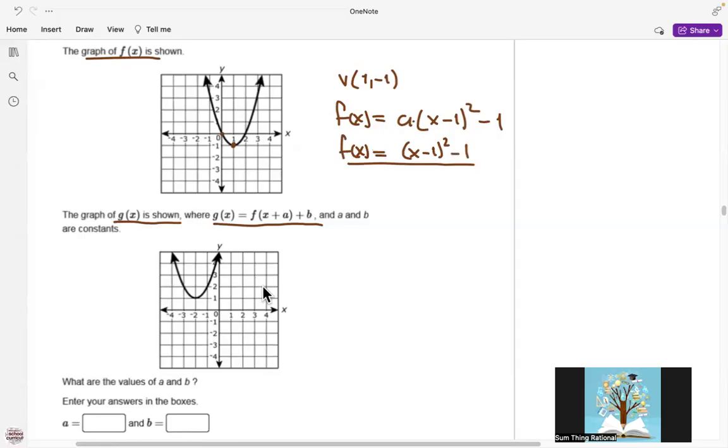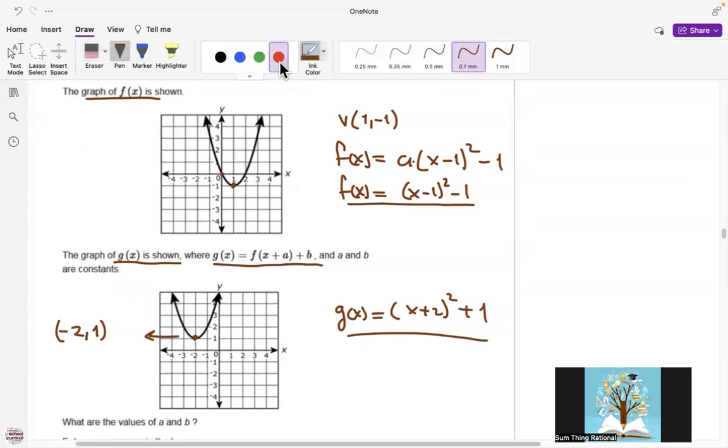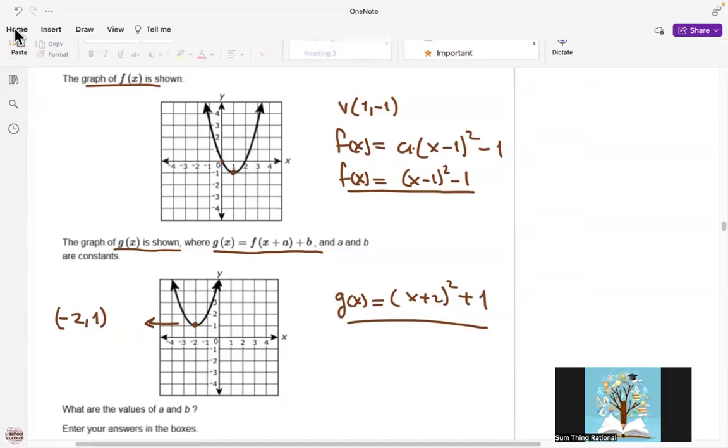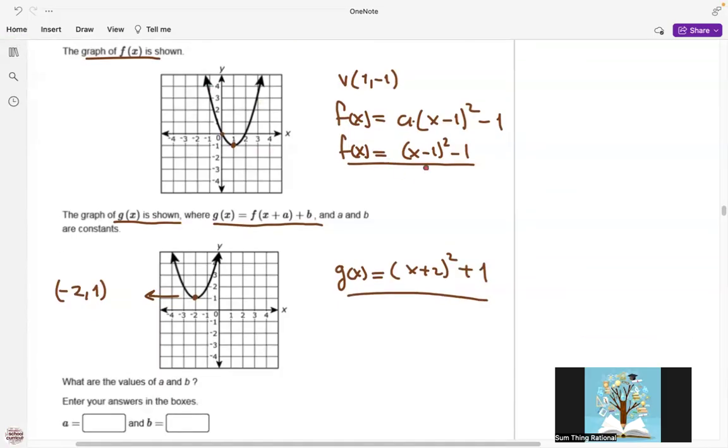What about the g of x function? The vertex of g of x is at negative 2 comma positive 1. According to the vertex, let's write x minus minus 2, which becomes x plus 2, then square and plus 1. We need to see what kind of changes are done while going from this graph to this graph.